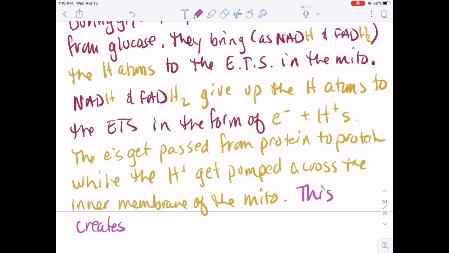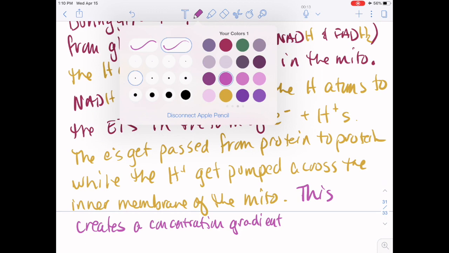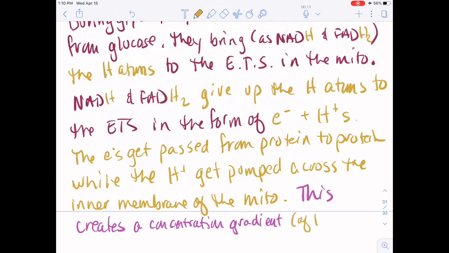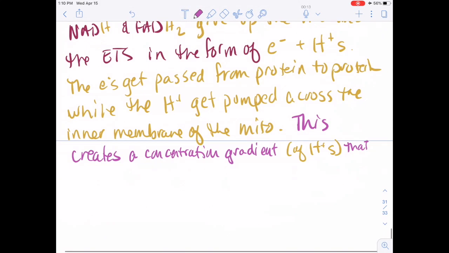All right, so this creates a concentration gradient of protons. That's not stable. Okay, we'll come right back to this. I just want to show you the picture again.